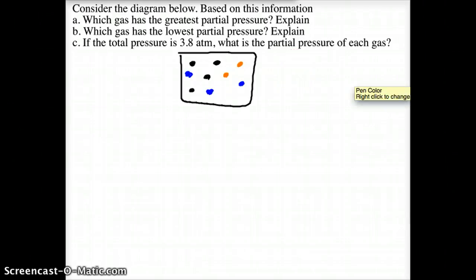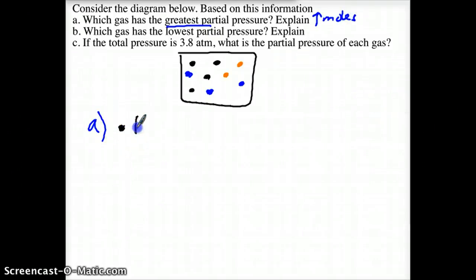So part A says, which gas has the greatest partial pressure? Explain. So there's three options. We got blue, black, and orange. Well, we know that partial pressure and number of moles are directly related. So basically, the greatest partial pressure is going to have the greatest number of moles. So therefore, the obvious answer, if we look at the number of moles, we have 4 of the black ones. So this one, because we have the most moles.